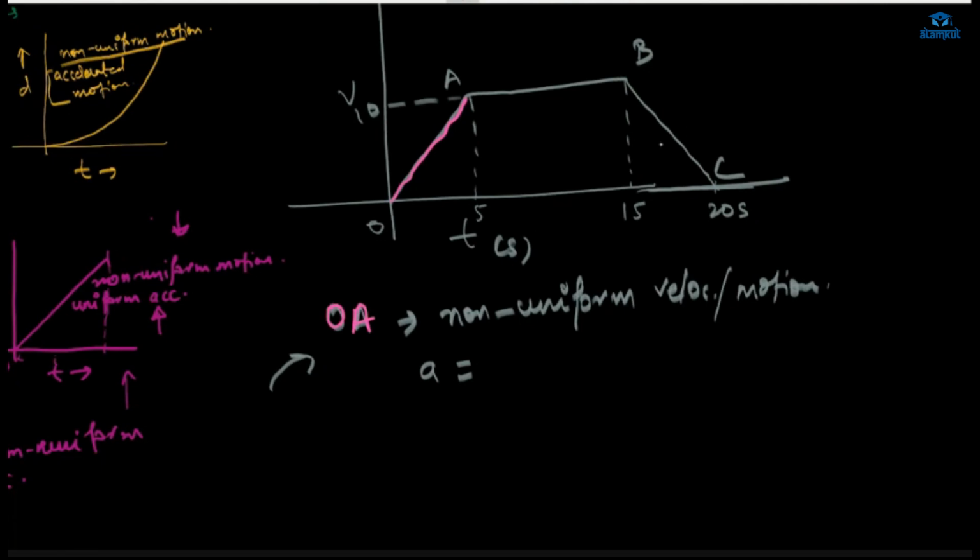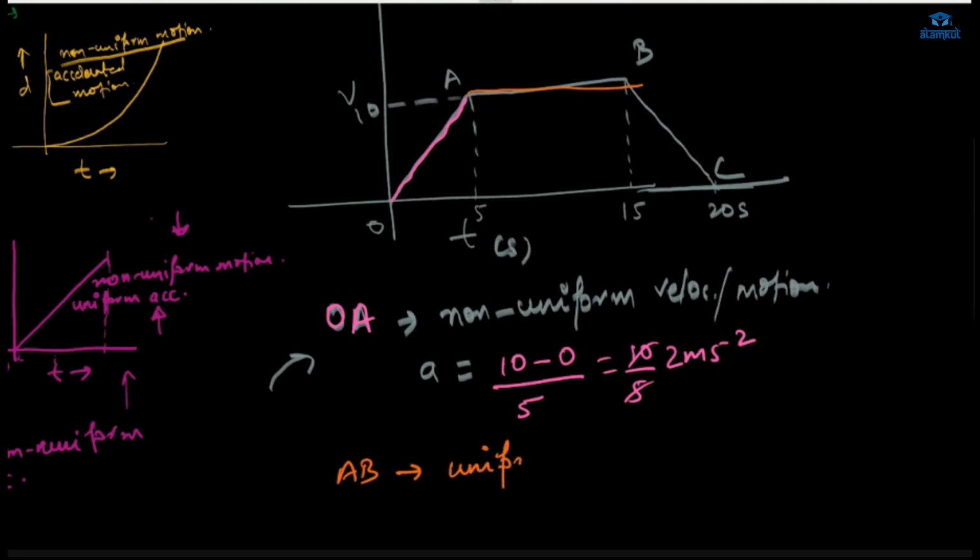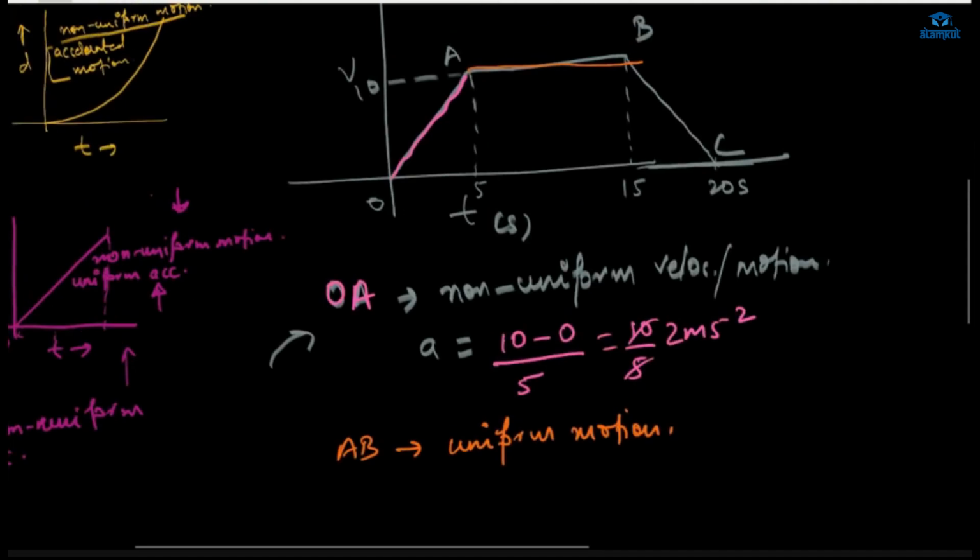Then we can calculate A with this. Here our V is 10, our U is 0, and time is given as 5. So it will be 10 by 5, which is equal to 2 meters per second square. Now from A to B, what is it? From A to B, uniform motion, because the velocity is not changing. Consider this as V.